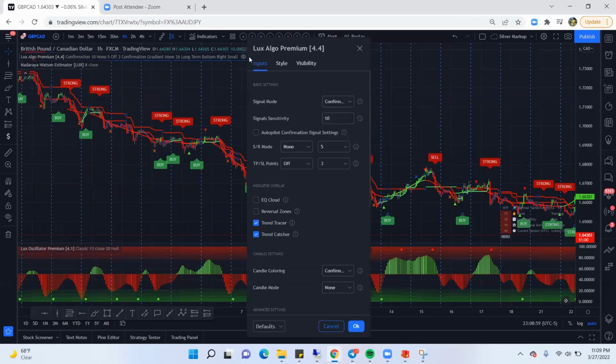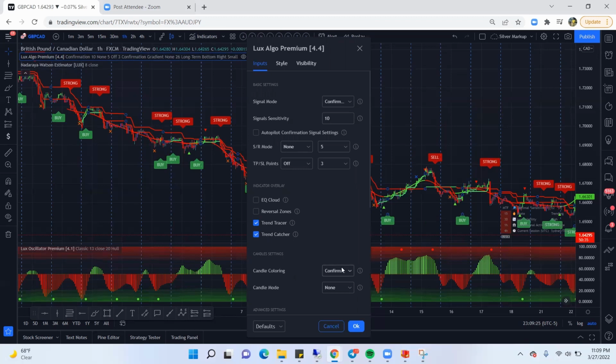Then when you get onto the settings, you want to do it in a certain way. You want to have your signal mode as confirmation. Then you want to have signal sensitivities on 10. You don't want to use the support resistance or take profit mode. And you want to enable both the trend tracer and the trend catcher. That's what you want to do.